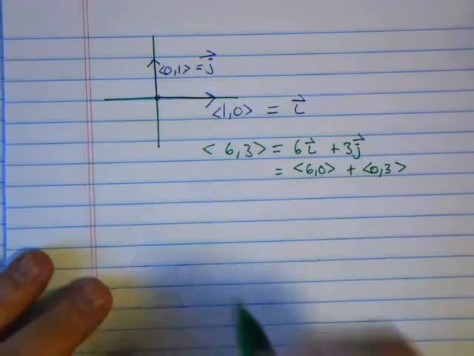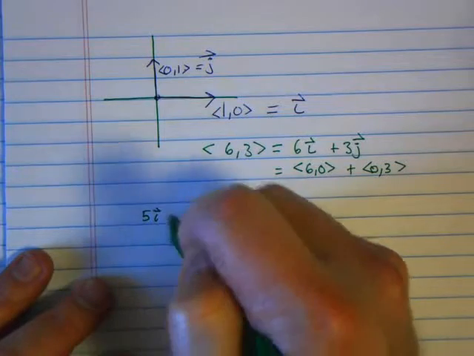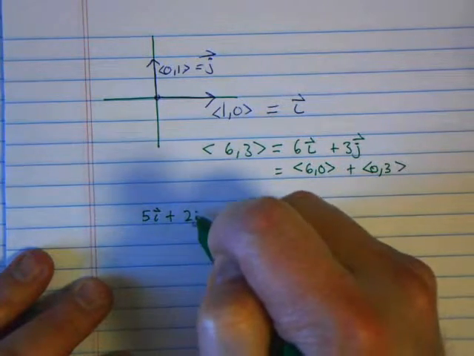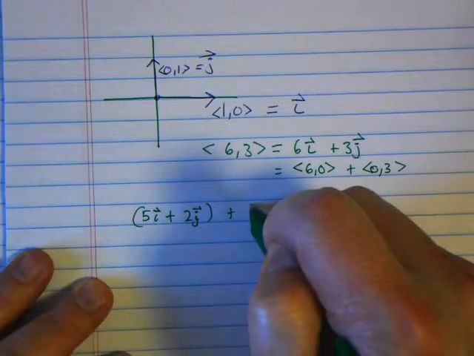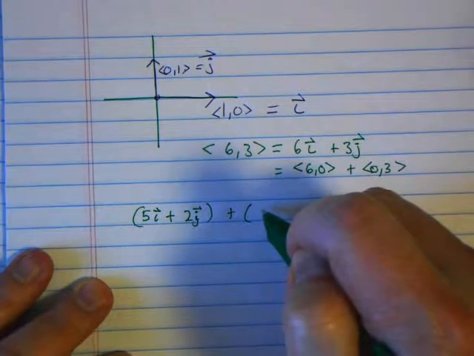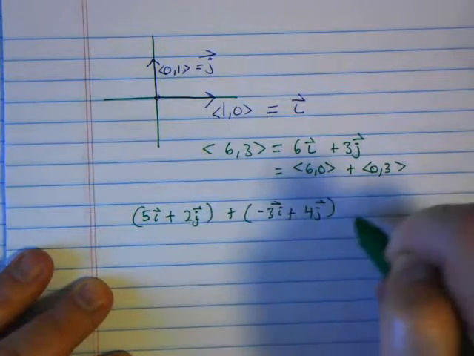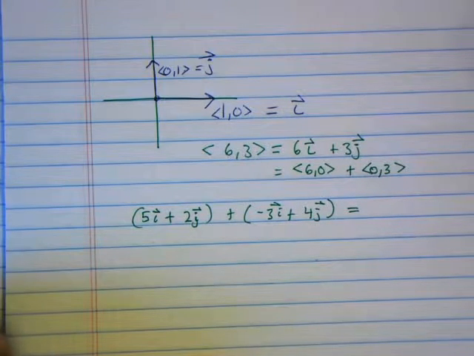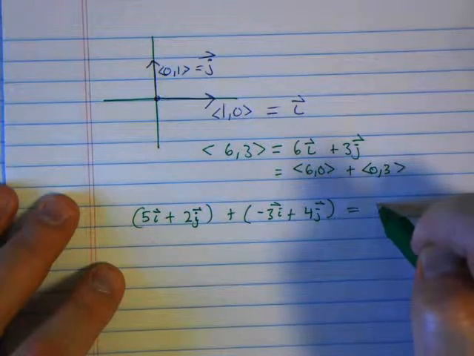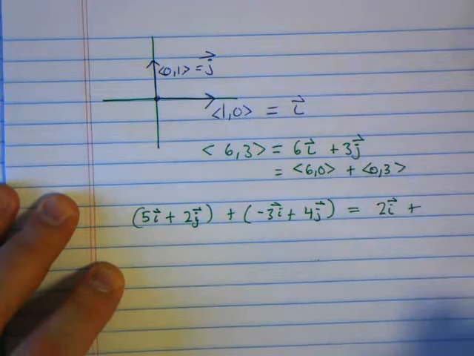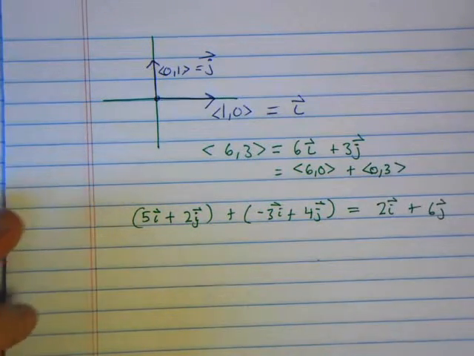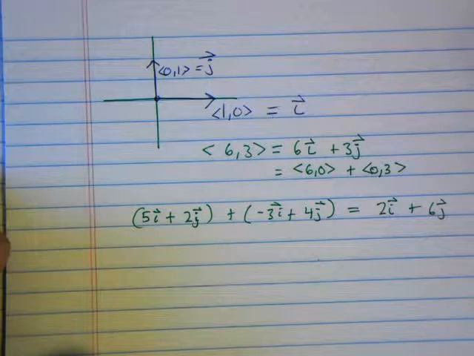All right, well, what if I asked you to take 5i plus 2j and add that to minus 3i plus 4j? You just add them, and what do you get? 2i plus 6j. You add the i's and you add the j's. So adding vectors in ij form is quite simple.